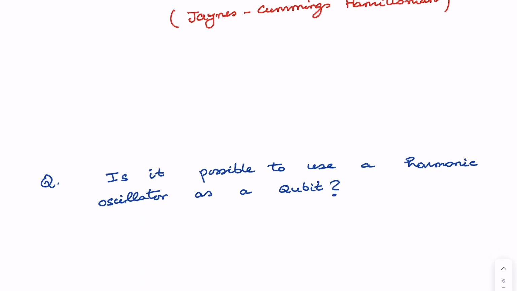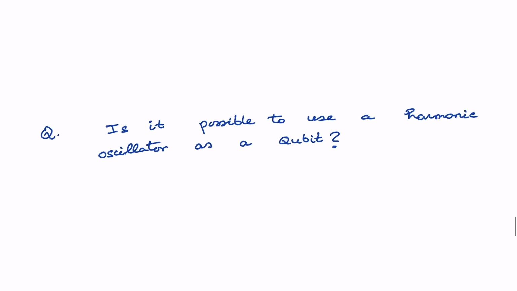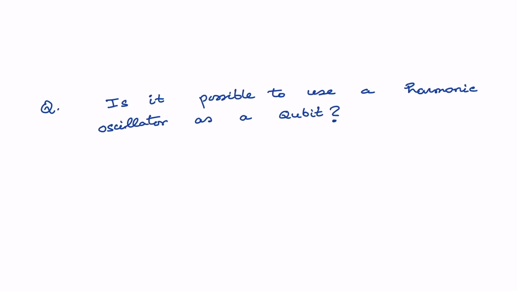Now let us extend our discussion on the superconducting qubit beyond the Cooper pair box. To this end, let us ask this question: is it possible to use a harmonic oscillator as a two-state quantum system, or as a qubit? The answer to this question appears to be no, because we know that in the case of a quantized harmonic oscillator, the energy levels are equally spaced.